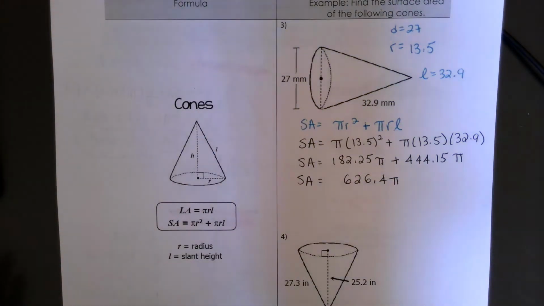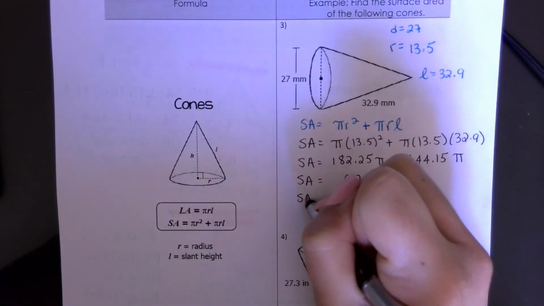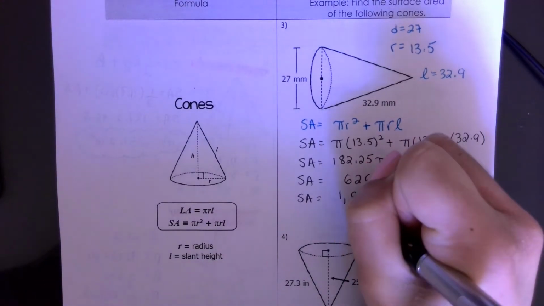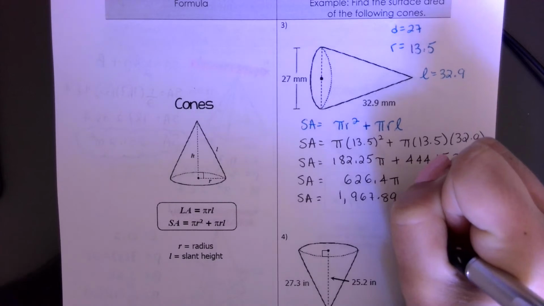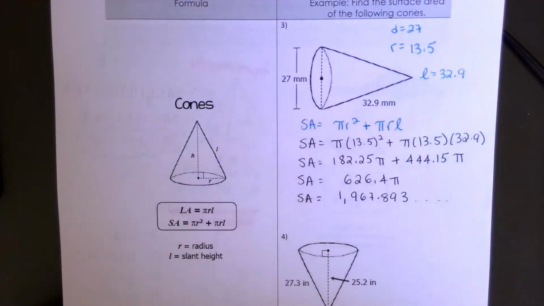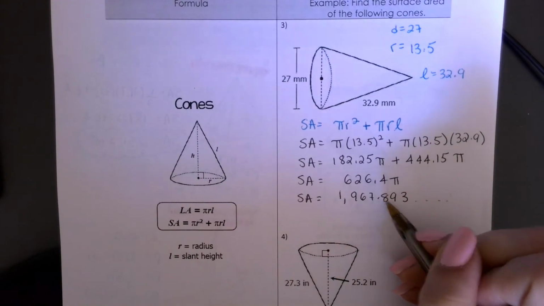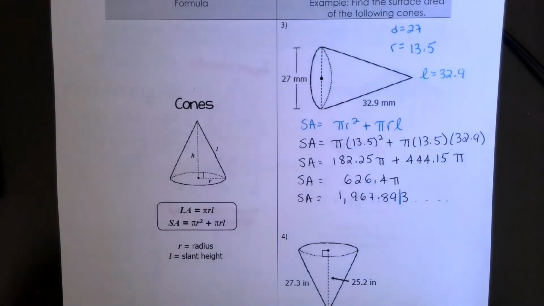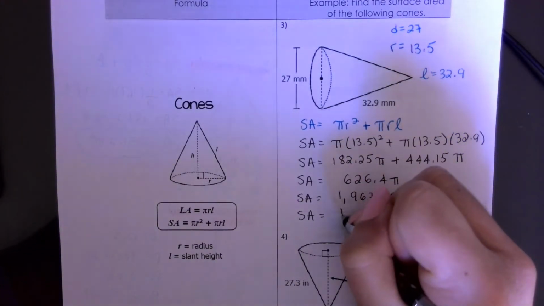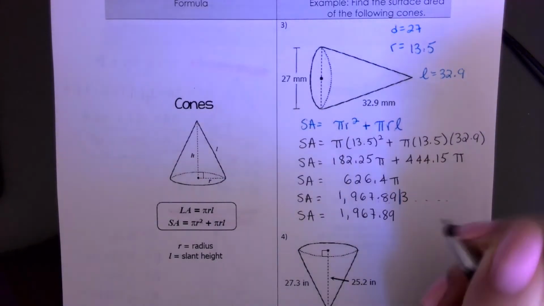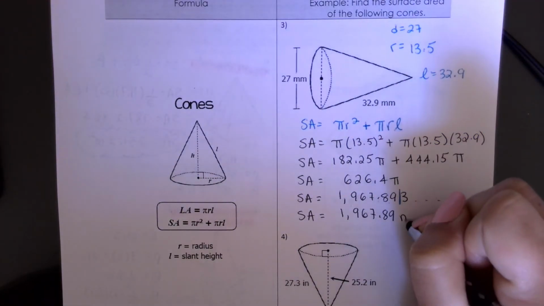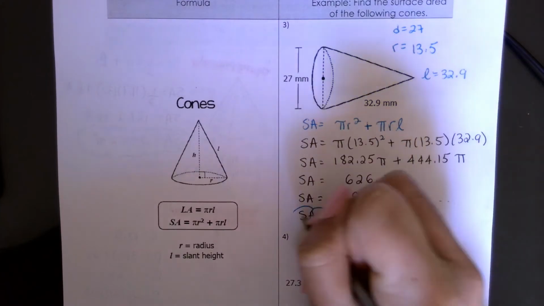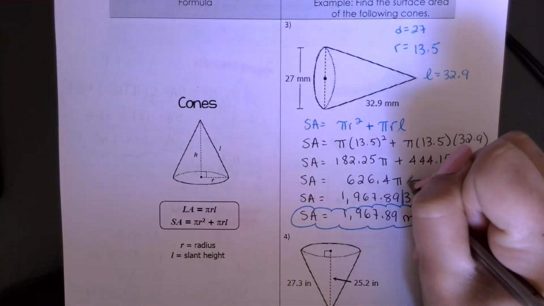But now we're going to use it as a decimal. So you're going to multiply that out, and I'm going to round to the nearest hundredth. So when you multiply that out, you get 1,967.893, and it keeps going, right? So if I want to round to the nearest hundredth, that means after the decimal 2 places, I stop here. Because the number afterwards is not 5 or greater, I don't round up. So my surface area equals 1,967.89 units, millimeters squared. So this, if they say leave in terms of pi.